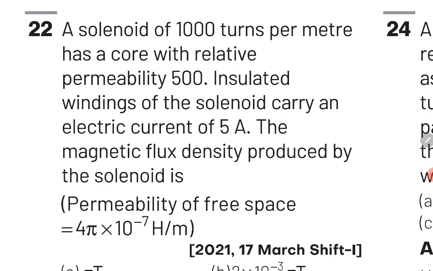Guys, mu naught is permeability of vacuum which is 4 pi into 10 raised to minus 7 and mu r has been given as 500. So in summary, we have to use two formulas. Magnetic field inside the solenoid is equal to mu Ni, and the value of mu is equal to mu naught into mu r. So let's observe this in the solution in the next slide.